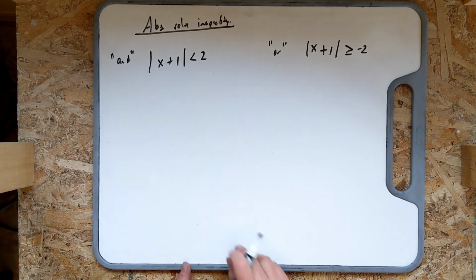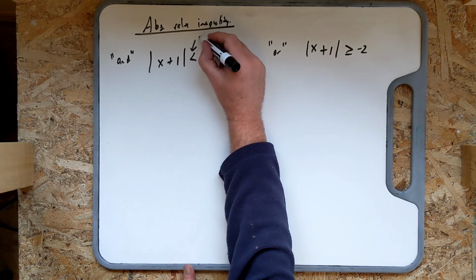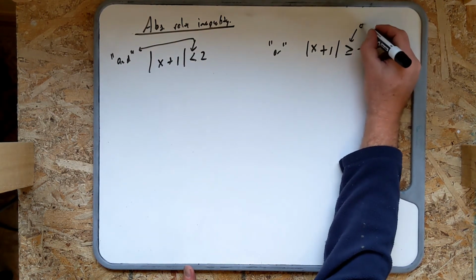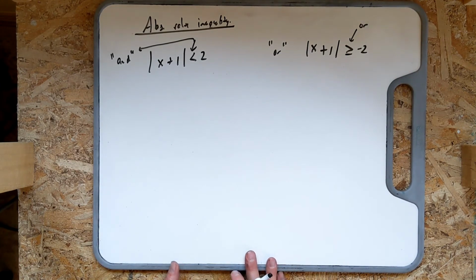Now, how do I know which one's which? If this is less than, this is an "and." Or less than or equal to. If it's greater, it's an "or." And you'll see when you solve it how that'll work.